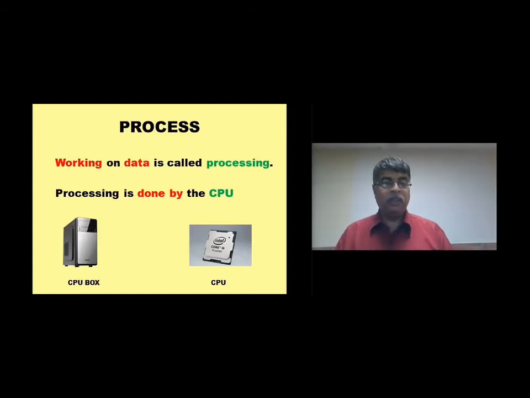Process. Working on the data is called processing. Processing is done by the CPU. So we got two pictures here which could be a bit confusing. The one on the left, that box-like thing, you know that as the CPU, right? But that is not the CPU. That is actually the CPU box. The real CPU can be found inside the CPU box, and its picture is given on the right hand side. This is the CPU and this is the CPU box.